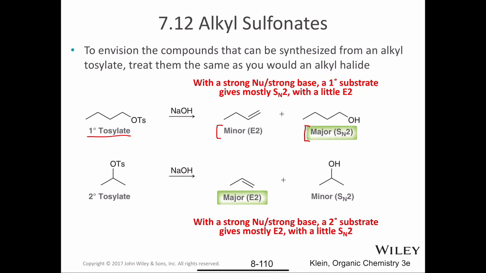Conversely, if I have a secondary alkyl halide or a secondary tosylate, I treat it with a strong base, strong nucleophile. I'm mostly going to get the E2 product, so this would be the major product, and I'm going to get a little bit of the SN2 product. So again, the take-home message from this slide is you treat the alkyl tosylate the same way you would treat an alkyl halide. So no different. That means that figure 7.20 still applies, the same way.